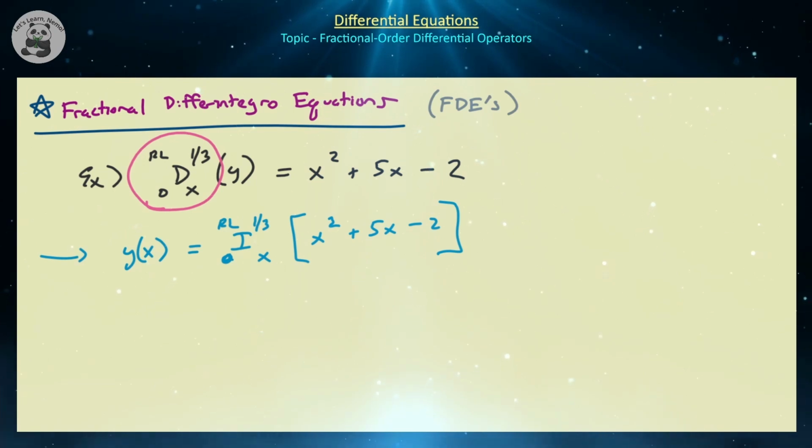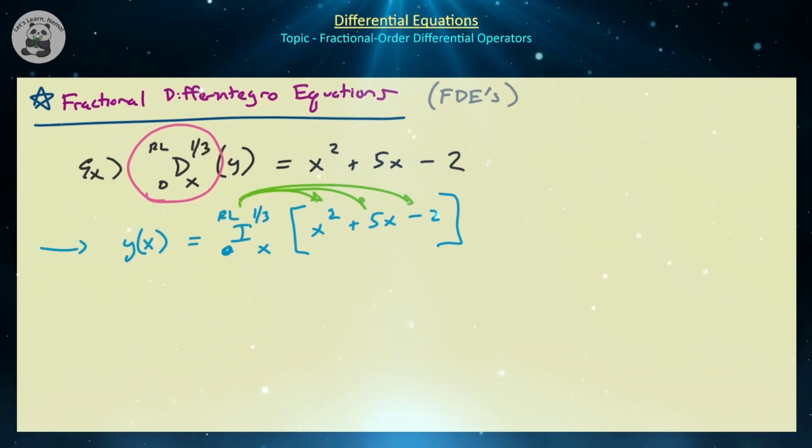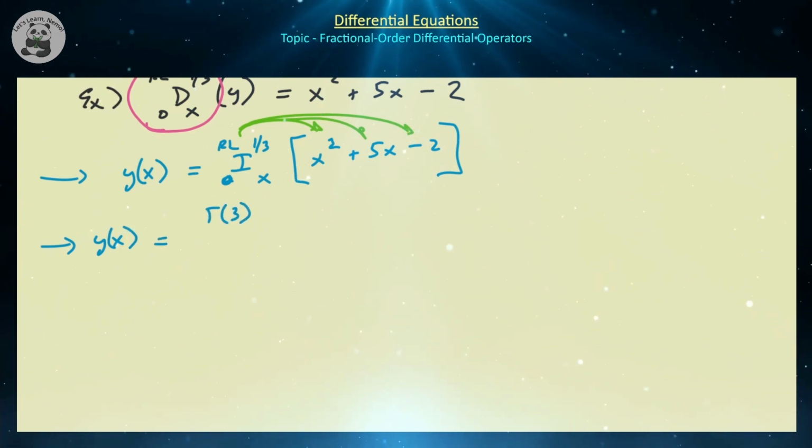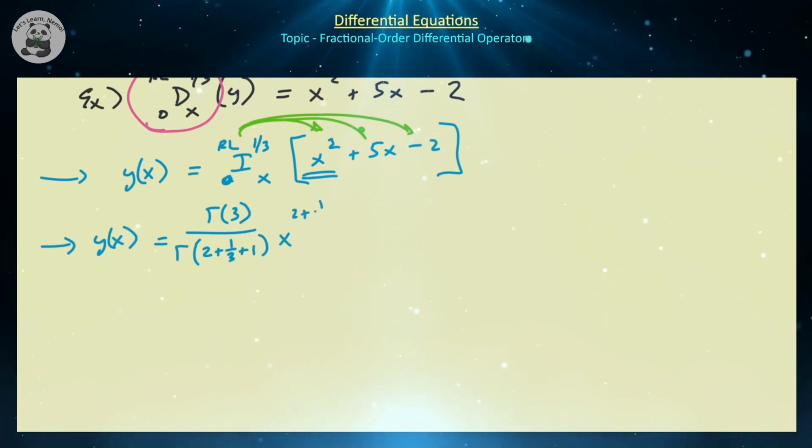Again, it's very easy to prove that we can distribute Riemann-Liouville fractional integrals over addition. So we're going to get the following expression. So y of x is going to be equal to, so that's going to be what? That's going to be gamma of 3, let's work on our x squared first, all over gamma of 2 plus 1/3 plus 1 times x to the 2 plus 1/3.